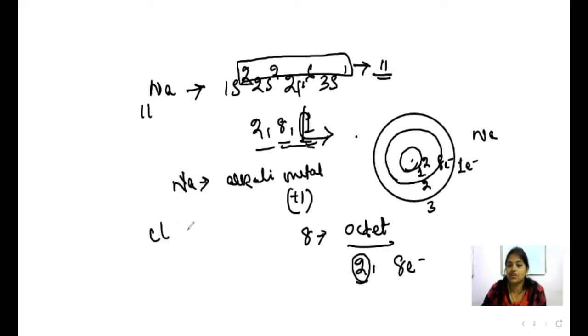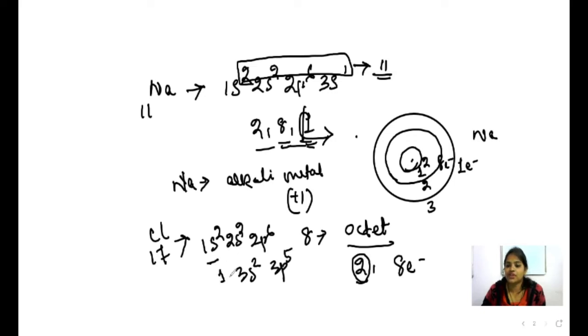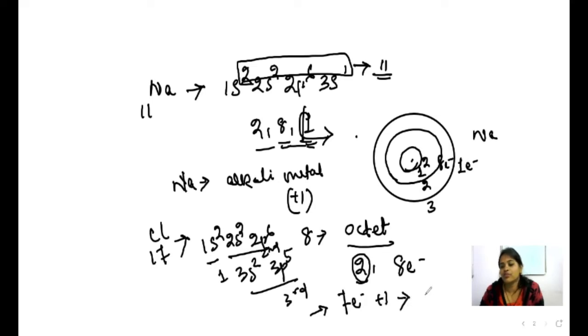If we consider the chlorine atom, it has atomic number 17, and its configuration is 1s2, 2s2, 2p6, 3s2, 3p5. 1s2, 2s2 is the first shell, this is the second shell, and this will be the third shell. The third shell is the outermost shell, or you can say the valence shell, and in the valence shell it has 7 electrons. In order to make it 8 electrons, chlorine needs only 1 electron to complete its octet.